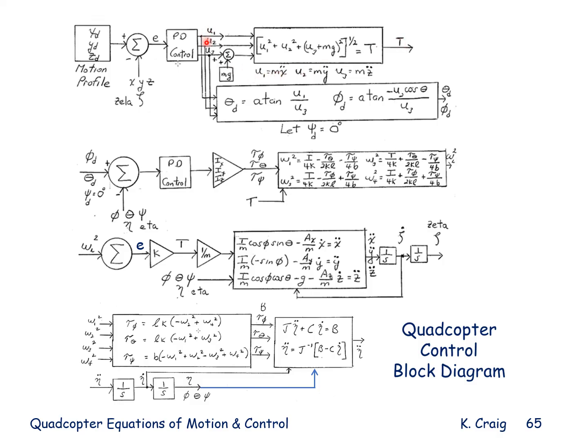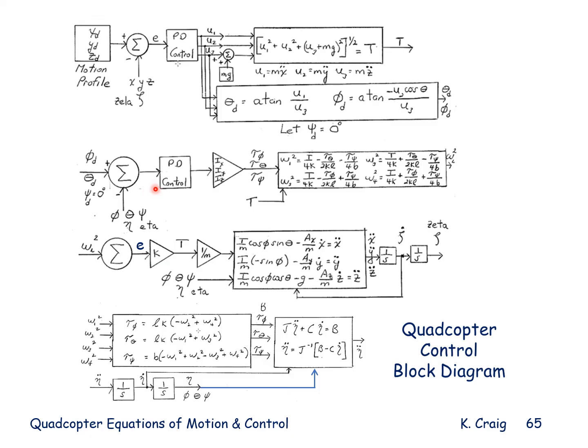If I take U1, U2, and U3, I can substitute them into these expressions for the desired value for theta and the desired value for phi. The desired value for psi is 0 degrees. So now I have the desired angles theta sub d, phi sub d, and psi sub d. I can then input those three angles into a summing junction, compare them to the actual values of my angles roll, pitch, and yaw, eta.